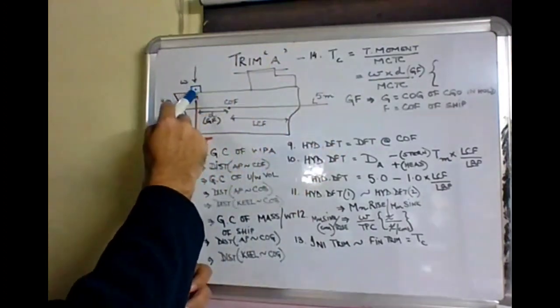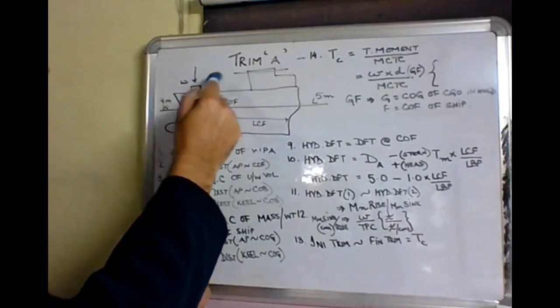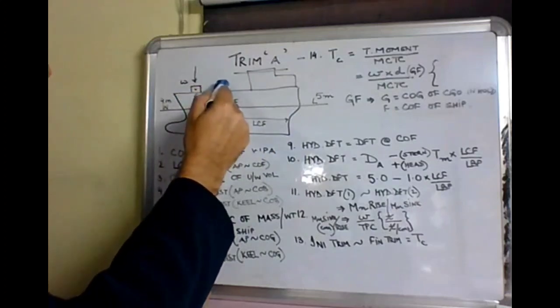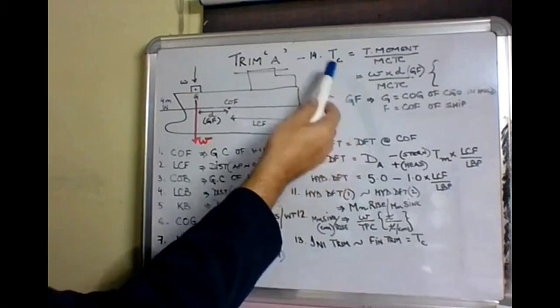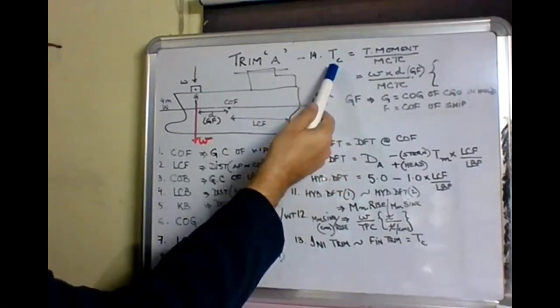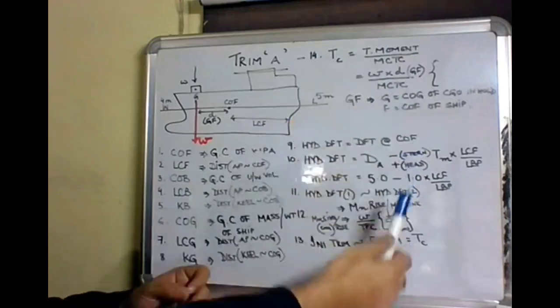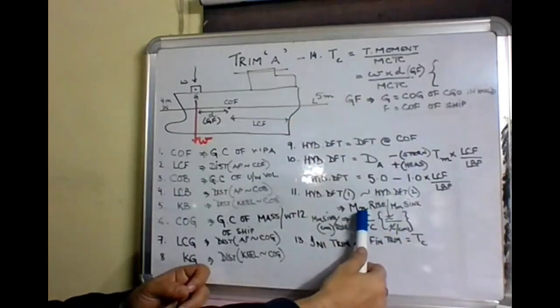Sir, there is one question, sir. If the weight is put on top of the center of rotation, then GF will be 0. Then TC will be 0. There will only be a mean rise or a mean sinkage.